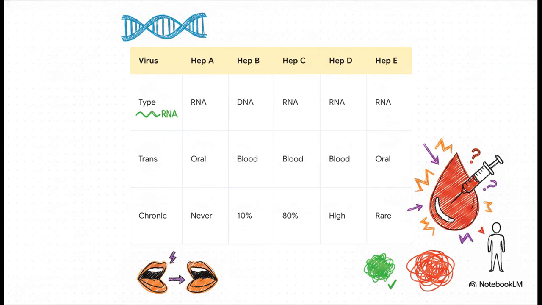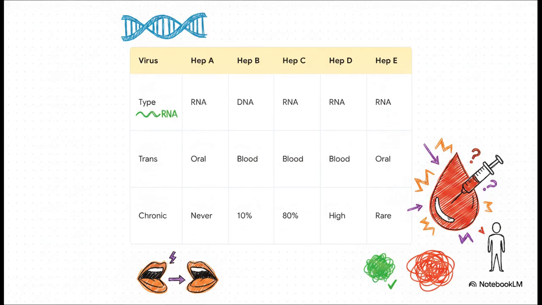Next, look at how they spread. Hepatitis A and E, the vowels, are transmitted primarily via the fecal-oral route, typically involving contaminated water or food. In contrast, hepatitis B, C, and D are transmitted parenterally, percutaneously, or sexually.